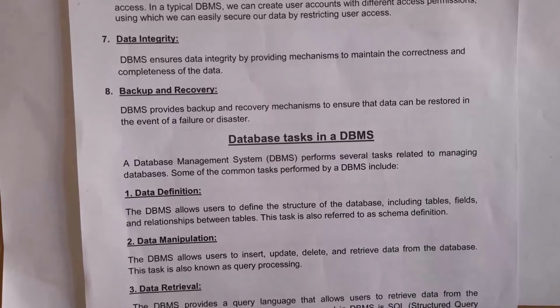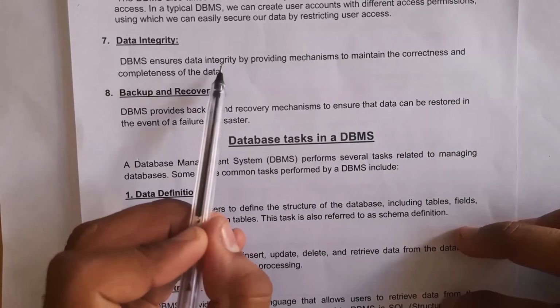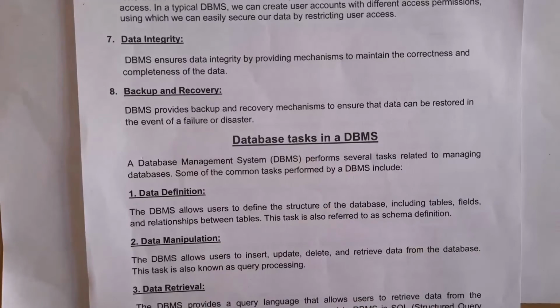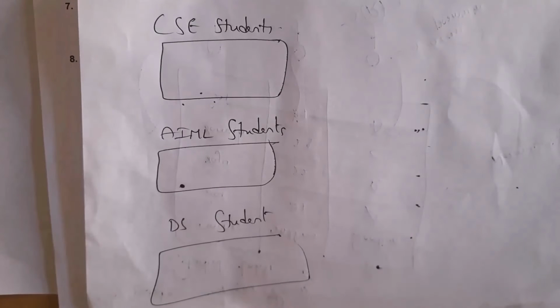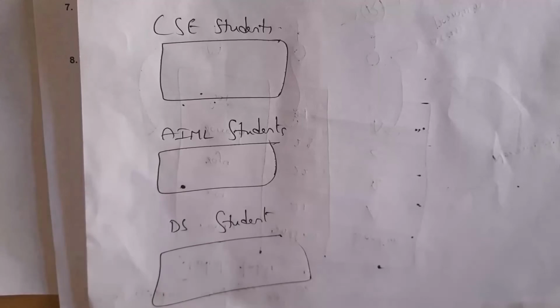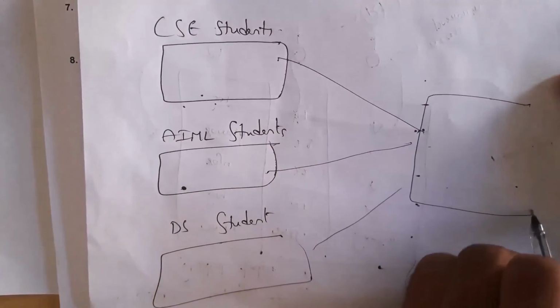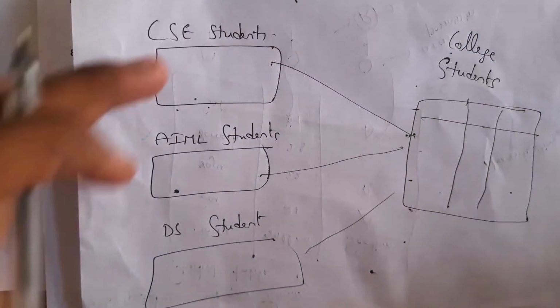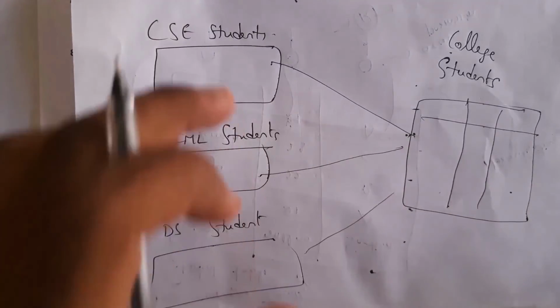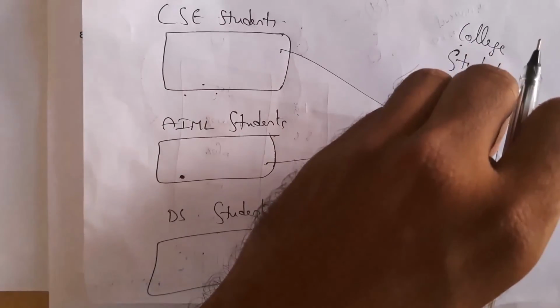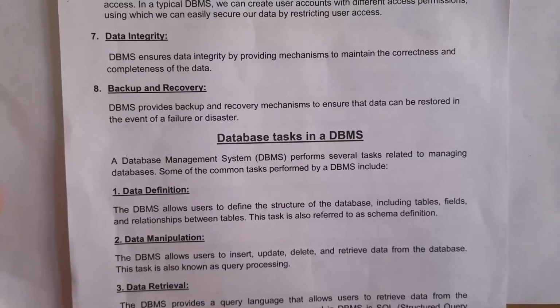Seventh feature is data integrity. DBMS ensures data integrity by providing mechanisms to maintain the correctness and completeness of data. Guys, database management system will provide data integrity. For example, let us consider there are three tables. One table is CSC students table, next table is aiml students table, and next table is DS students table. Now what I want to do is, I want to integrate. Integrate is nothing but I want to combine all these tables. Now I want to create college students table by combining all these tables. So we can easily combine. That is nothing but we can easily integrate data. Even though if we integrate different tables, data will be correct. This is meaning of data integrity.